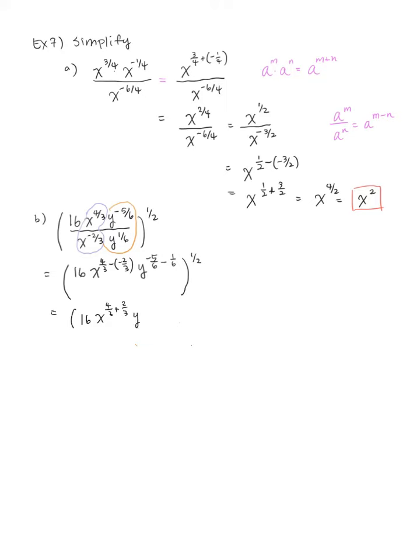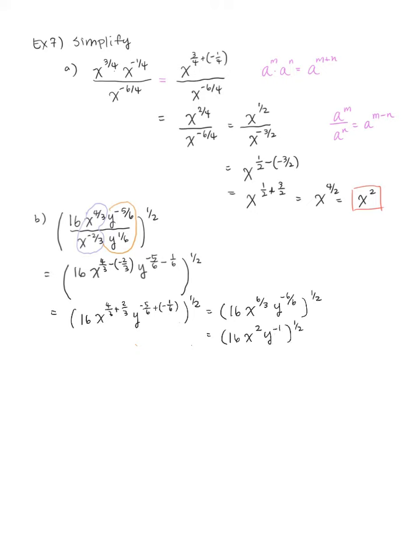And then you're going to have y to the negative 5/6 plus, this is the same thing as negative, plus negative 1/6 to the 1/2. So let me see. So this is going to give us 16 x to the, what do we get? 6/3. And then y to the negative 6/6 to the 1/2. So almost done. So we got 16x to the second, and then y to the negative 1 to the 1/2 power.